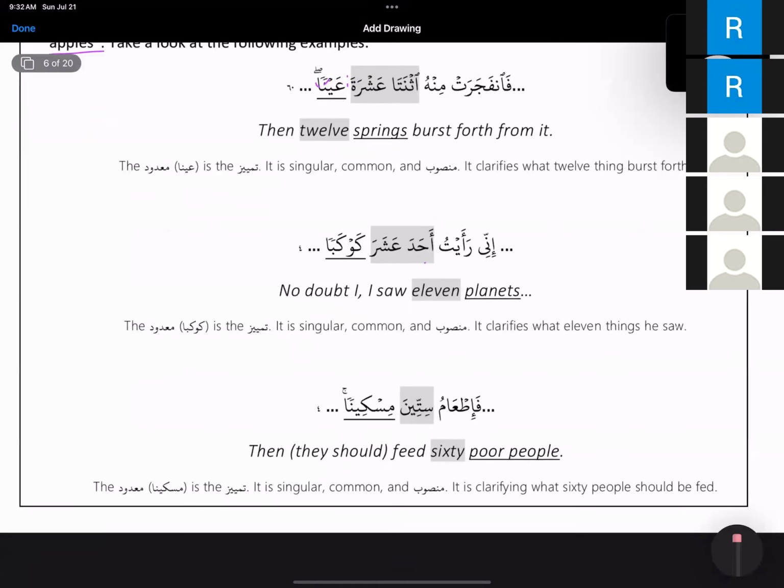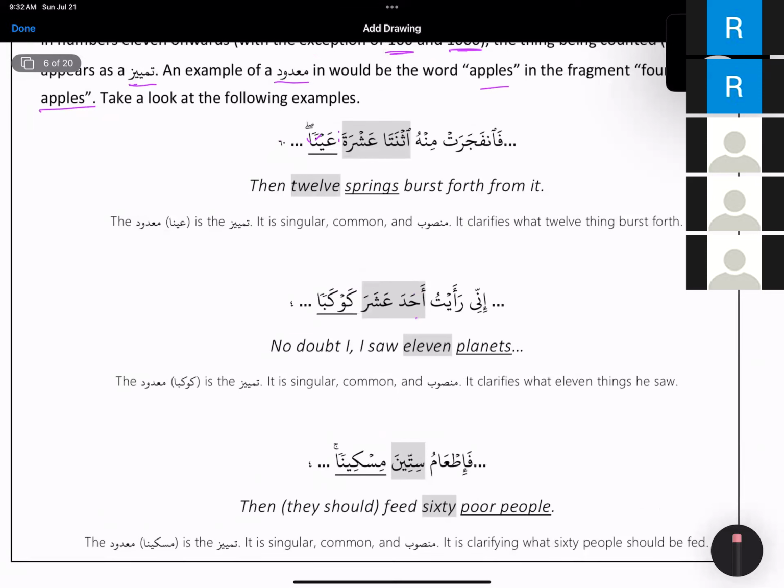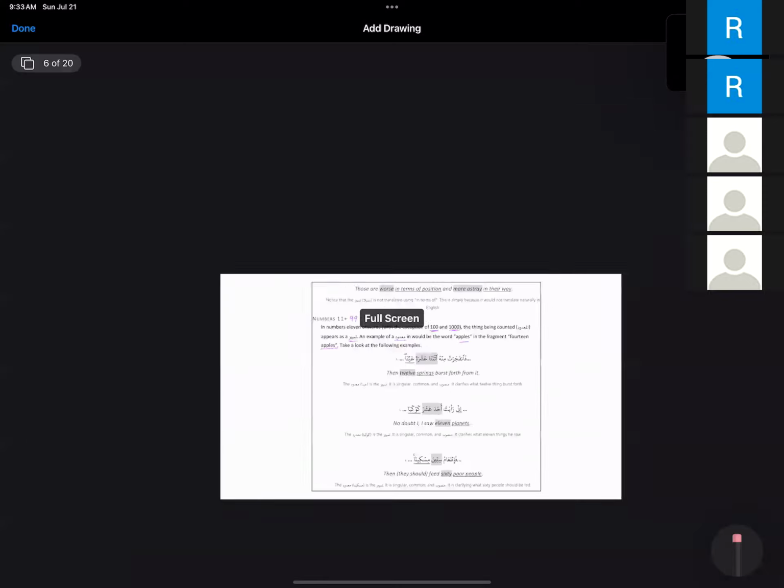Next one is fa-it'am sittina miskinan. So fa-it'am is a command from Allah subhanahu wa ta'ala, and this is a compensation. Sittina means 60, so you feed 60. Now the question is, 60 what? 60 kids, 60 men, 60 women? Miskinan clarifies that it is poor people. Again miskinan is singular, but we say people. So we need to feed 60 poor people, and this miskinan is the tamyiz.